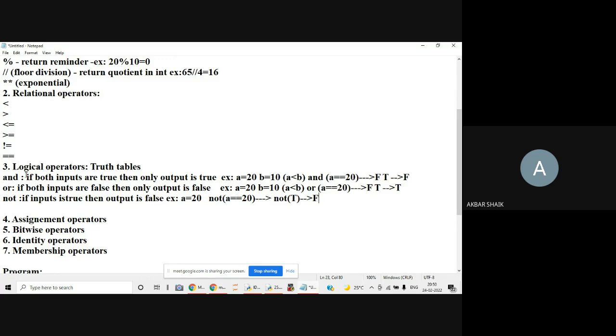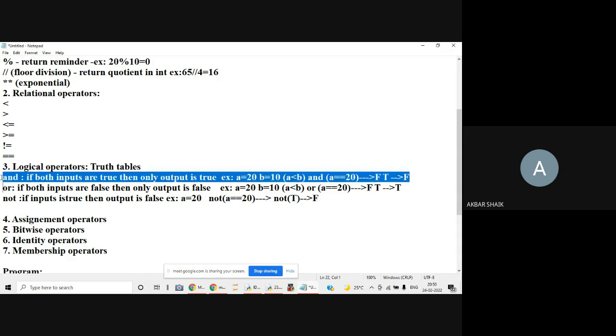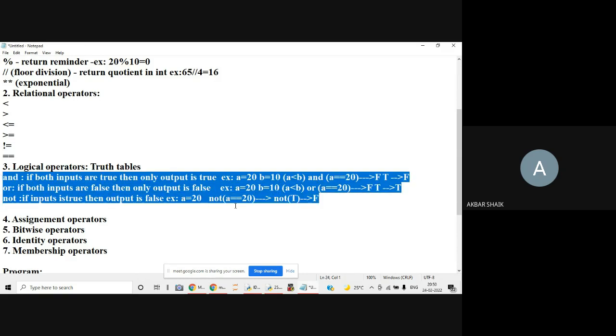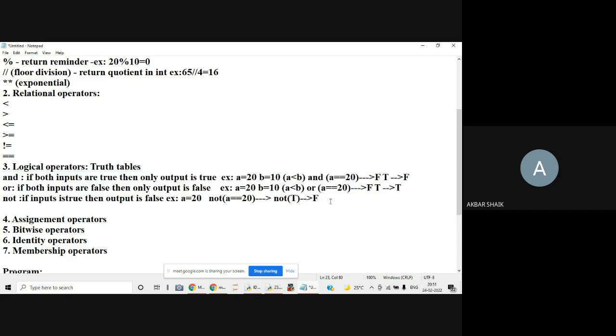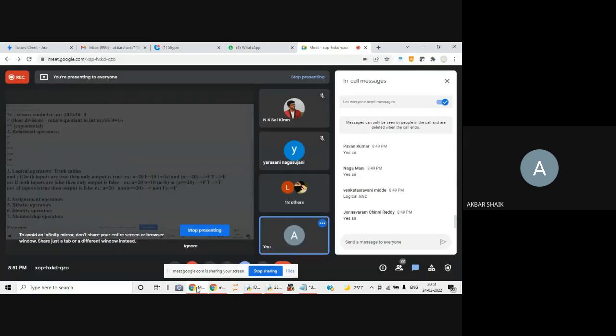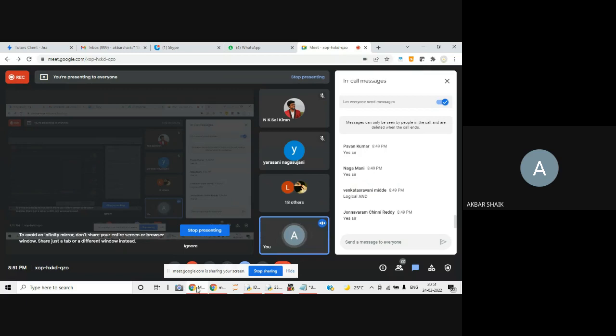All of you understood these three? Please try to understand. Any doubts, please let me know. What is AND, what is OR, what is NOT? All of you understood? Remaining students, please respond. I want more responses. Some students are not responding. Please respond so that I can go for the program.